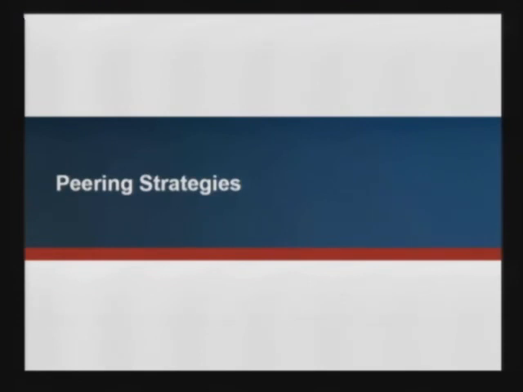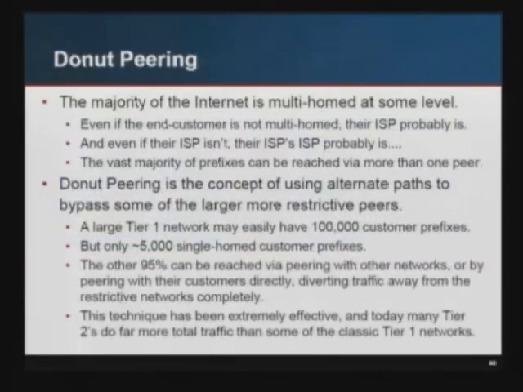Okay, so now we get into peering strategies. The first one is donut peering. And the principle behind this is that the majority of the internet is multi-homed at some level. Even if the end customer is not multi-homed, they connect to an ISP. That ISP is probably multi-homed. Even if that ISP isn't multi-homed, they connect to an ISP. That ISP is probably multi-homed. At some point, the vast, vast, vast majority, like 95% or more of the internet, is multi-homed.